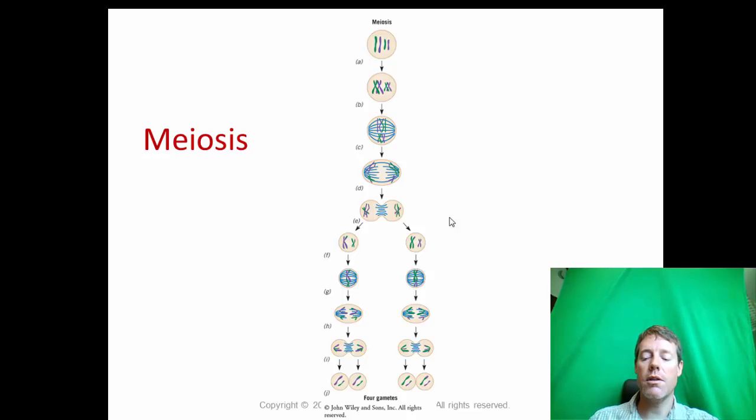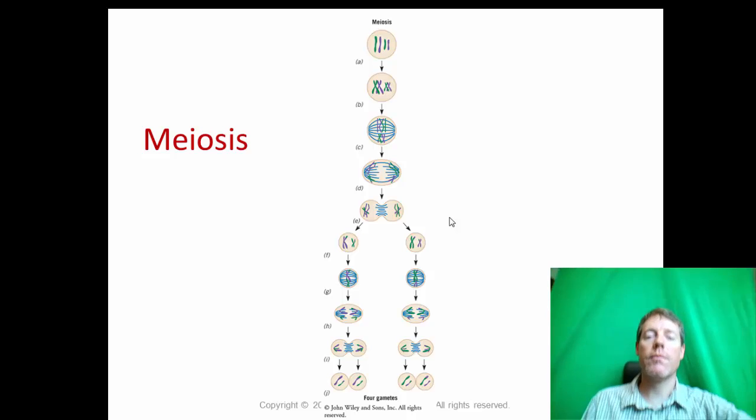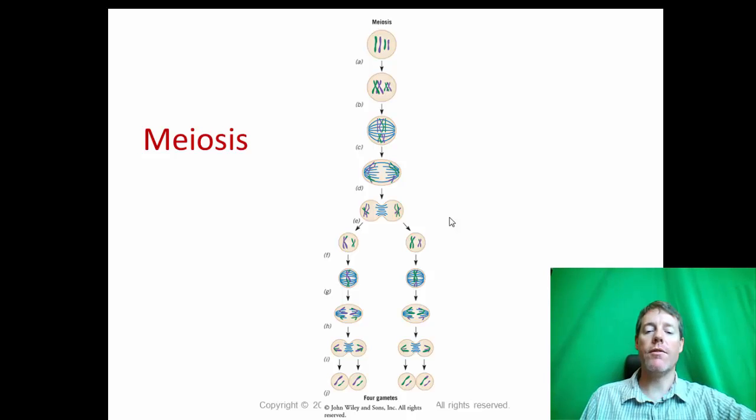Compare each of those 4 cells at the bottom to the one at the top. The one at the top has 2 copies of each chromosome, and each of the 4 at the bottom have only 1 copy of each chromosome, so they are haploid. And they're also genetically distinct from one another.